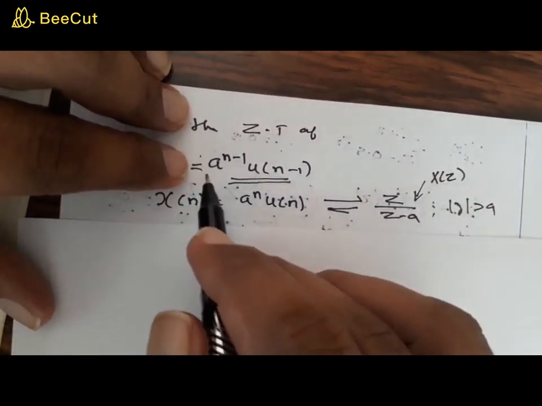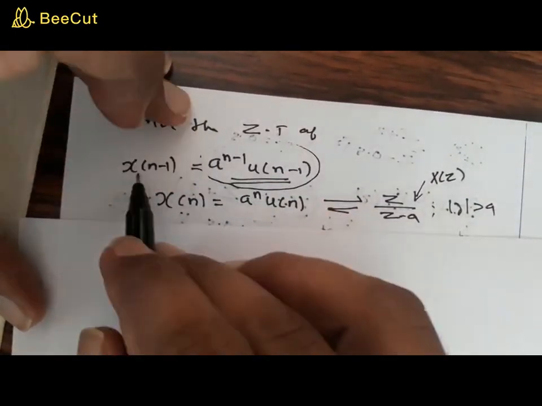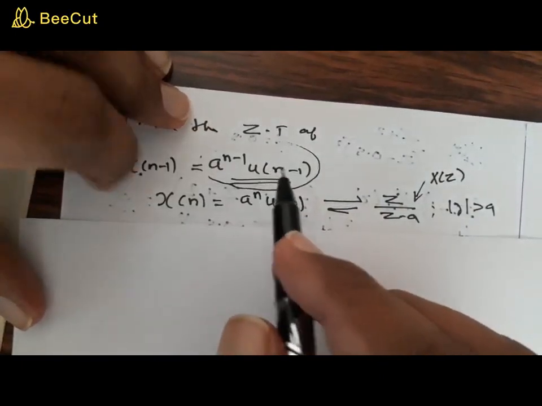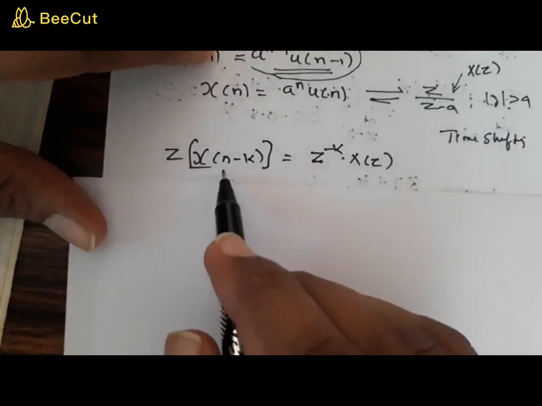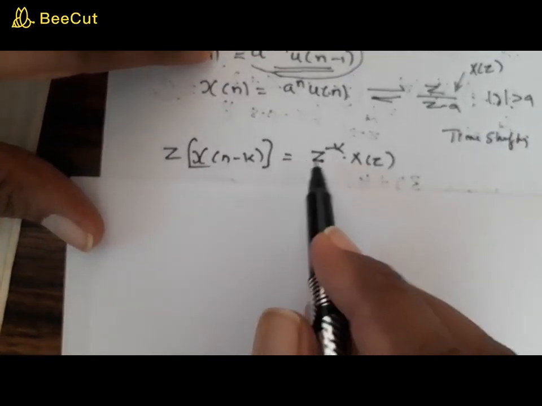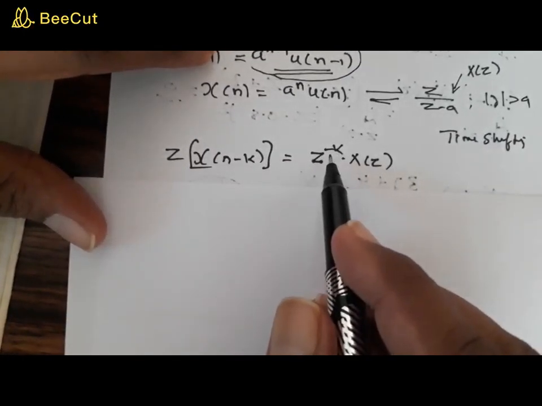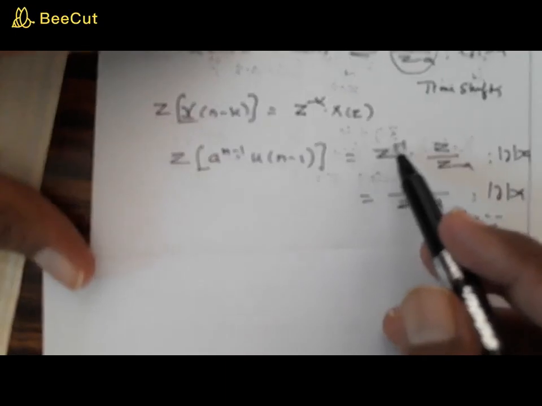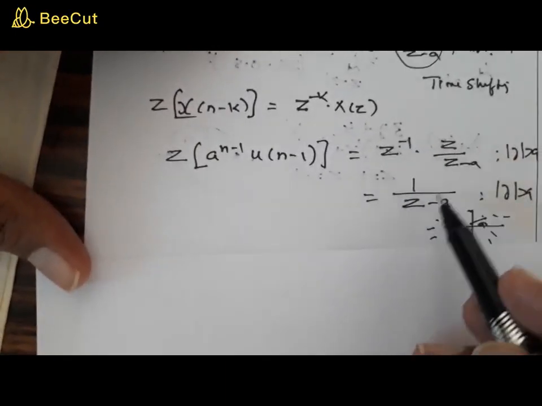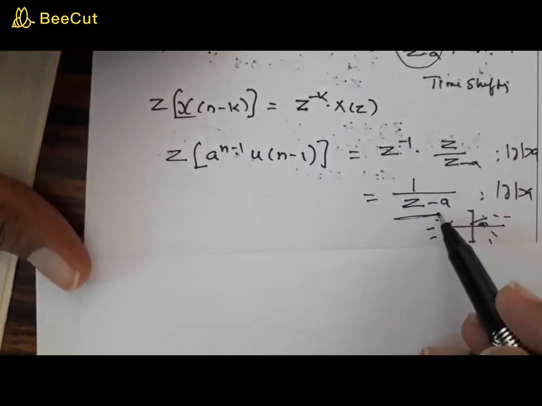So what must be the question? The question is nothing but x of n minus 1. You are shifting that. Now from the time shifting property, this is what is called a time shifting property, x of n minus k is equal to z raised to minus k times X of z. So just multiplying this z transform by z raised to minus k, where k is equal to 1, right? So z inverse into z by z minus a. This is 1 by z minus a.